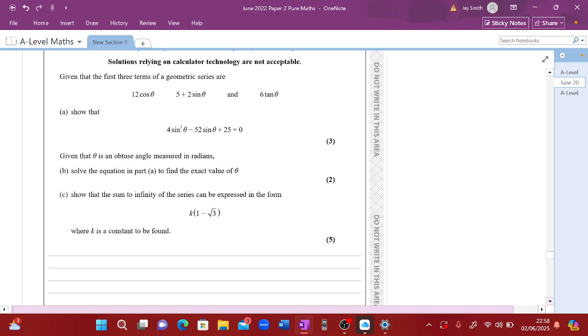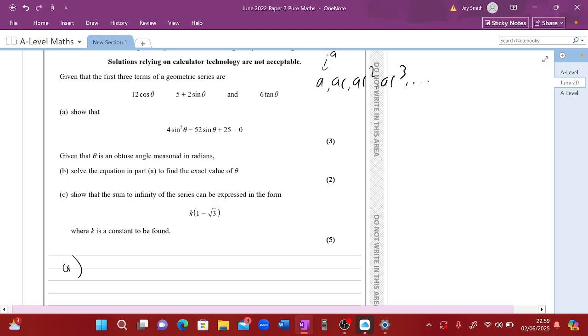Okay, so given that the first 3 terms of a geometric series are these 3, show this. The general technique is to realise what you're going to divide. Let me go over this. If it's a geometric series, the sequence goes A, AR, AR squared, AR cubed, and so on. So you start with initial value A, and then you times by R every time, right? So you times by R for each term.